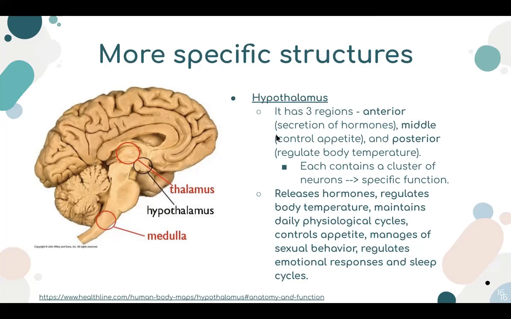The hypothalamus, the second region, has three regions inside of it: the anterior, the middle, and posterior. There's three main portions because each contains a cluster of neurons, meaning a specific function. Starting off, the anterior is responsible for secreting the various hormones in your body. The middle portion of the hypothalamus is responsible for controlling your hunger and appetite. And then the posterior is responsible for regulating body temperature or homeostasis.